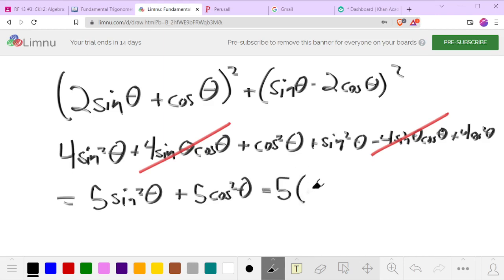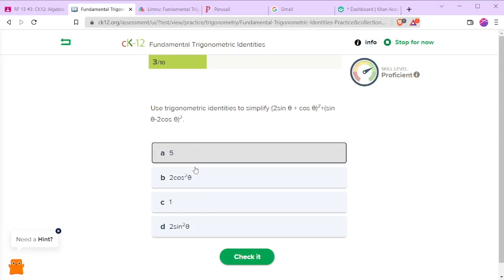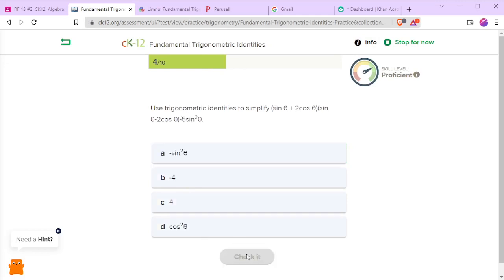If we factor out our common factor of 5, sine squared plus cos squared is 1. That's our Pythagorean identity. So we're left with a simple 5. This is one that we could have graphed as well. We could graph all 4 and see which ones match.